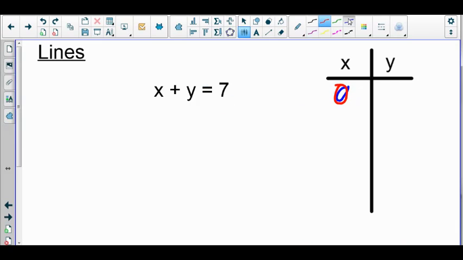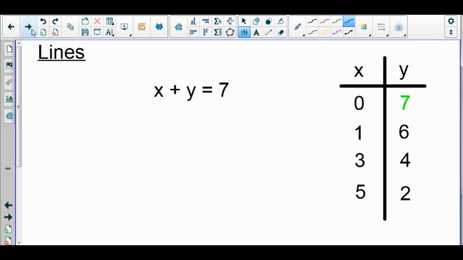0 and 7. 0 plus 7 is 7. 1 plus 6 is 7. We could do a 3. 3 plus what? 4. 3 plus 4 is 7. And you get the idea. So if we went ahead and filled that table out, here's several of them. It could be any numbers, but 0 and 7, 1 and 6, 3 and 4, 5 and 2. Okay, the 7 I went ahead and put in a special color because what does y equal where x is equal to 0? That's something that you want to think about every time you do these.